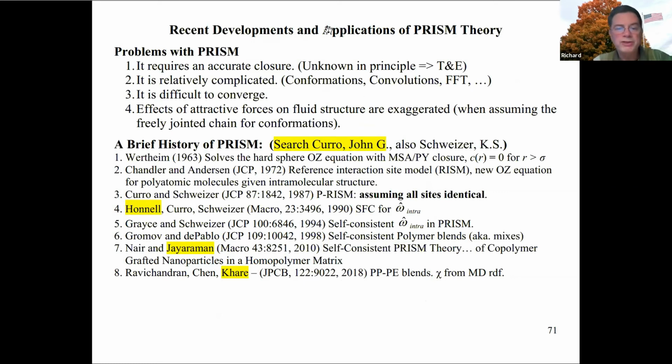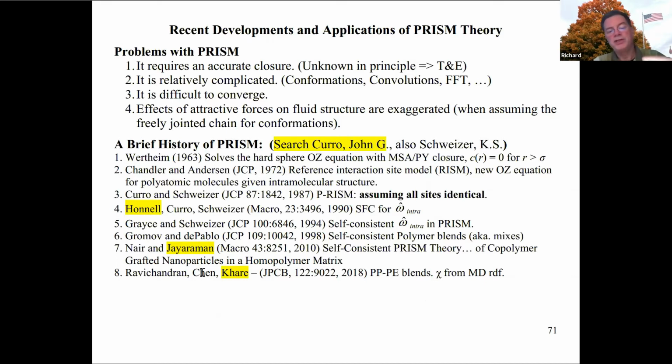There's a whole literature here that goes to do with the PRISM theory. It kind of comes and goes in terms of its interest level. If you just do a Google Scholar search with this keyword, Schweitzer published so many papers, it's hard to keep track. But if you look at John Curro, it's a little easier to catch up. And one that just came out was with Chao-Chun Chen and Rajesh Khare at Texas Tech.